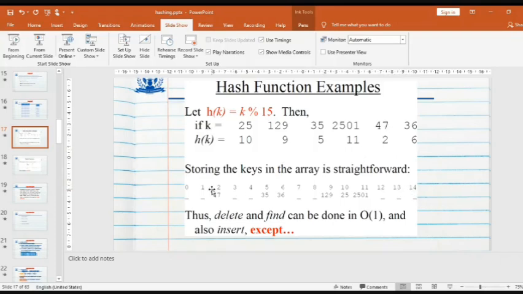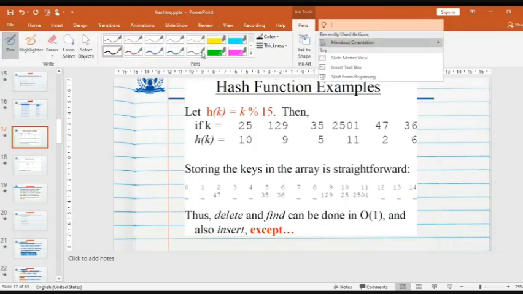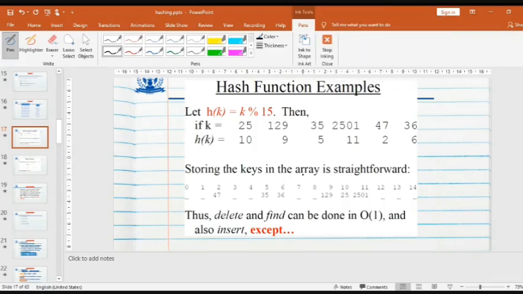So this 47 is stored at index 2. Then 35 is stored at index 5. Then 36 is stored at index 6. Like that, we can store all the values. Did you get it? Actually, this 47 is stored at location 2. Thus delete, find, and insert can all be done in order of 1.